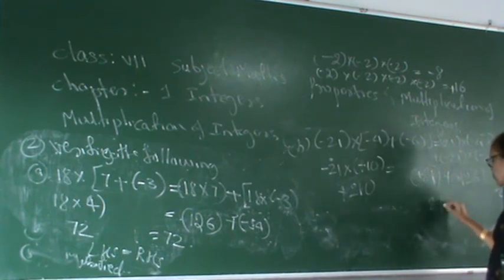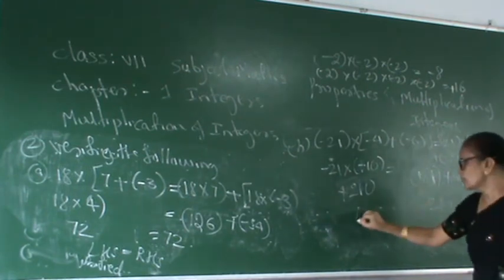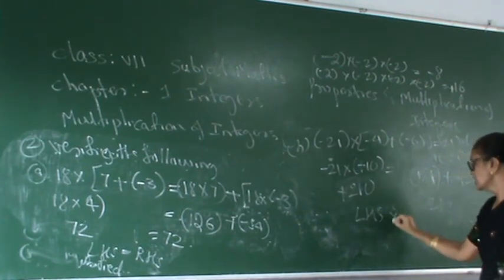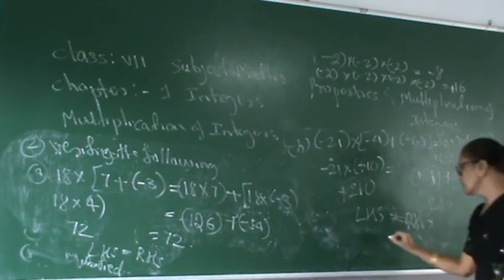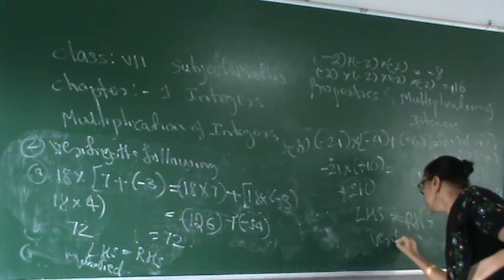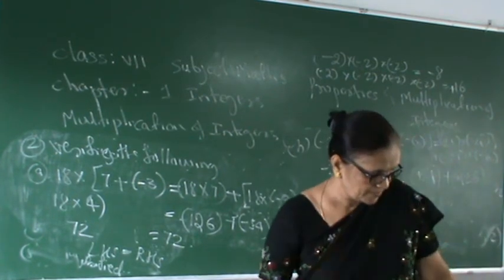The answer is 210. Both are the same answers, left hand side and right hand side. So again here LHS is equal to RHS. Then the sum is verified. Okay. Now question number 2 is over.